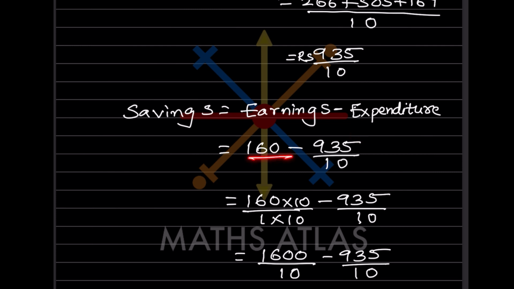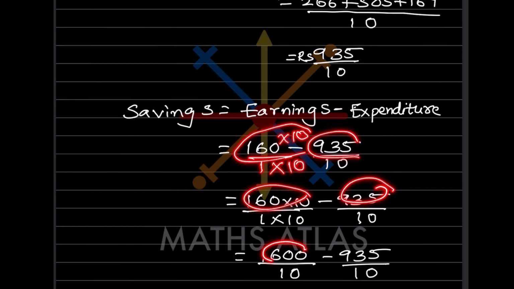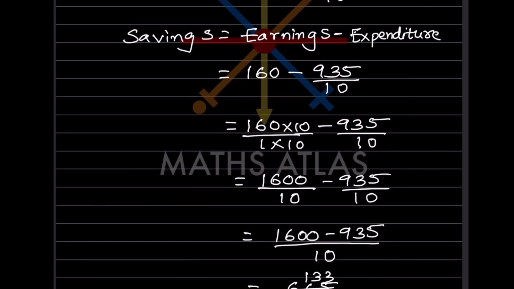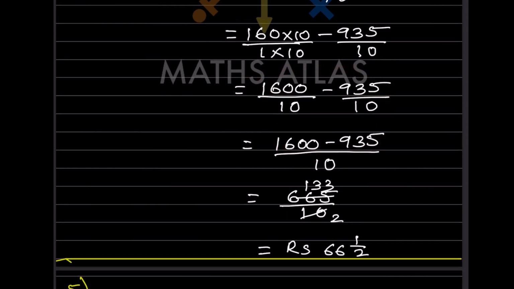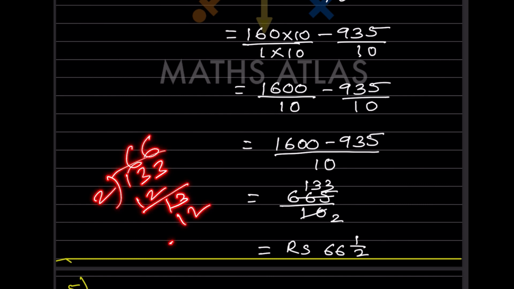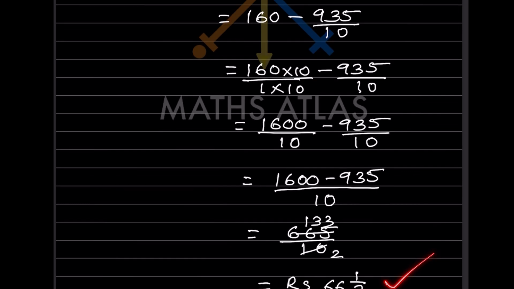So now again, what you can see here, we have to multiply by 10. We have to take the LCM. So now this will be 1600 divided by 10 and this will be 935 divided by 10. So here it is going to be 665 divided by 10. So now we can cancel out here: 5 2s are 10 and 5 133s are 665. So 133 by 2. So 2 6s are 12, and this will be 1. 66 integers 1 by 12. So that is the saving.